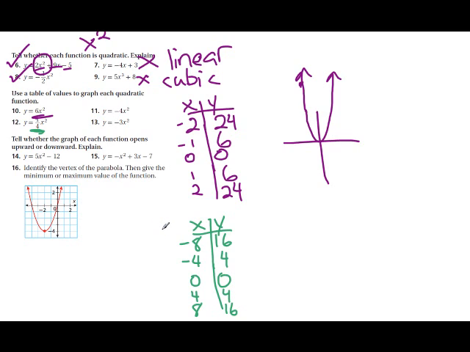I guess we could have done smaller numbers. We could have done like -4, -2, and 0. Right? That would have been a little bit smaller. Whatever. You get the idea. Here's our graph. Opens upwards, but it's kind of wide.